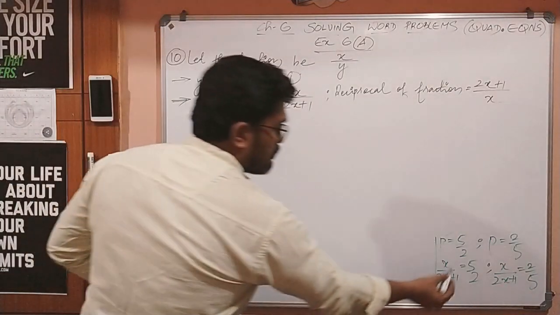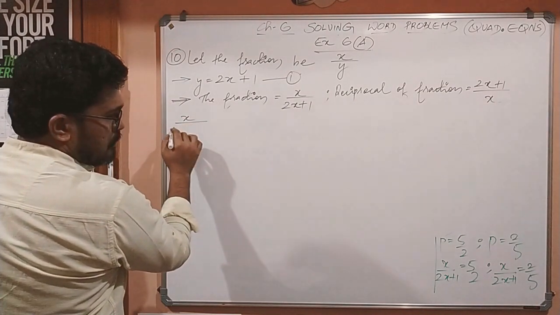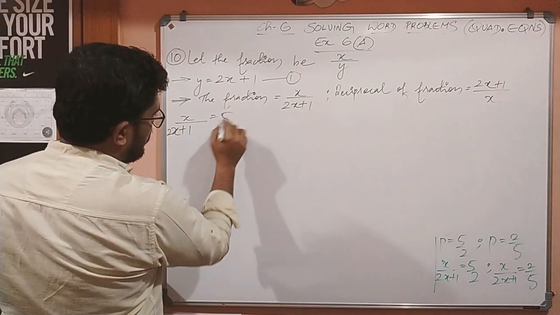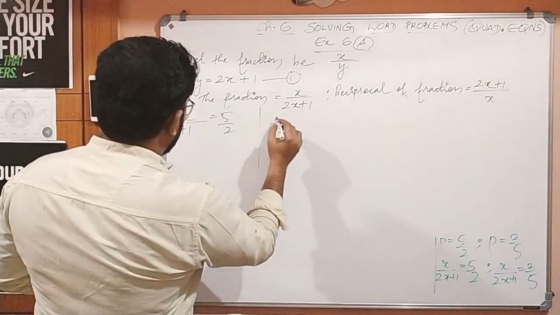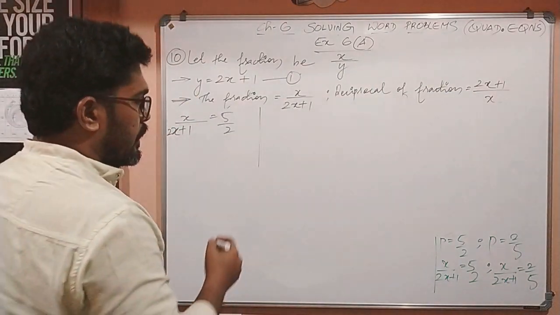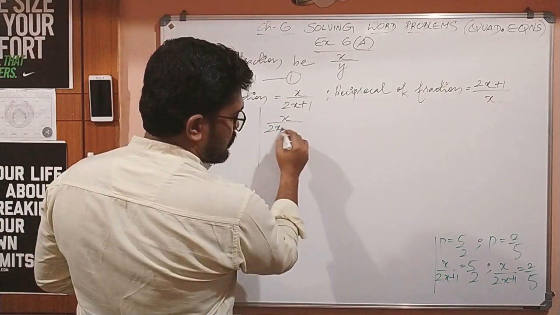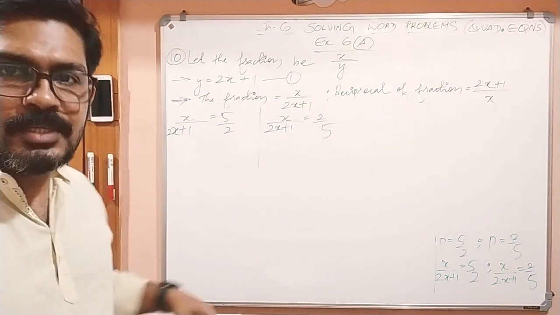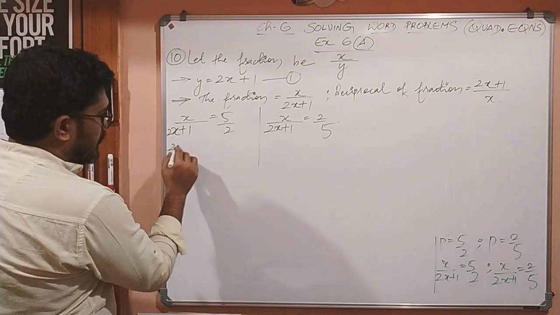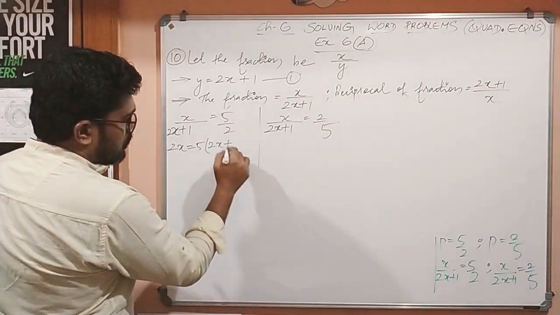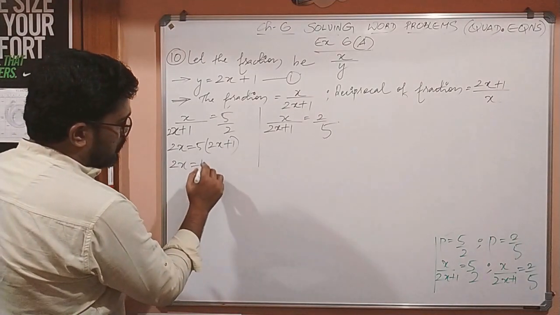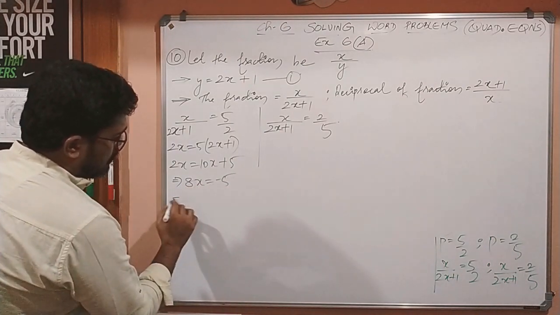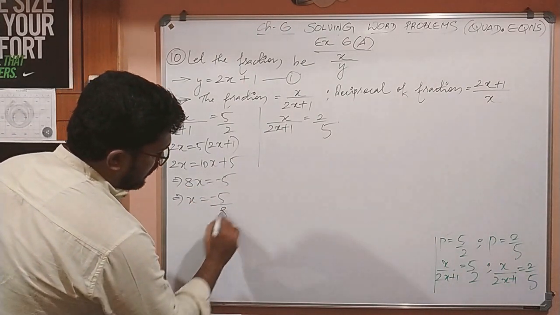Okay. So children, the first equation is x upon 2x plus 1 is equal to 5 by 2. And the second one is x upon 2x plus 1 is equal to 2 by 5. Let us solve these two equations individually. So when you solve this, you get 2x is equal to 5 into 2x plus 1. So 2x is equal to 10x plus 5. Therefore, 8x is equal to minus 5 or x is equal to minus 5 by 8.